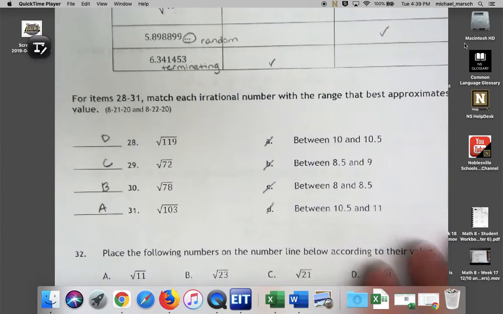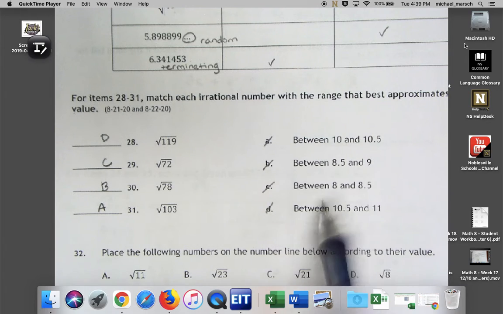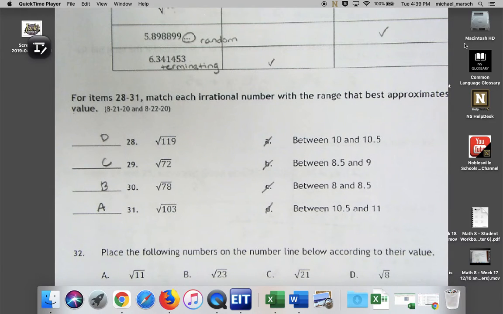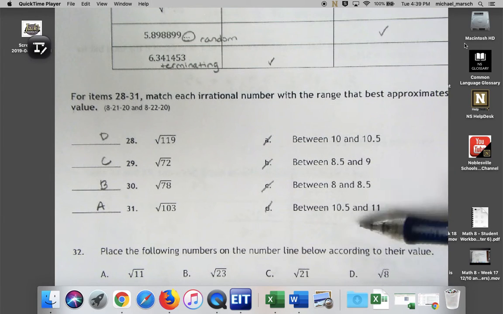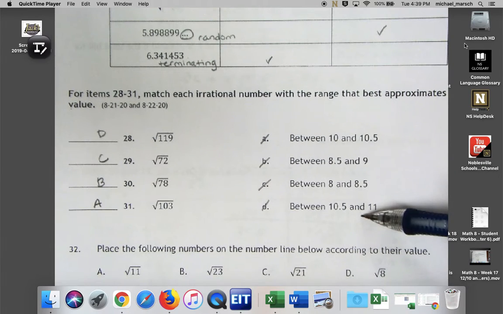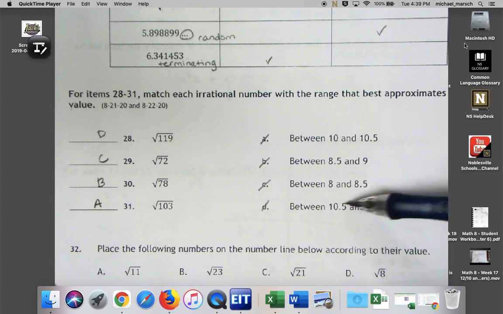Down here, you had to decide where would these irrational values fall between which two values. Okay, so 119 is going to be between square root of 100 and square root of 121, because that's 10 and 11, right? So we know we're going to choose either A or D. And then 119 is really close to 121, so that's going to be on the higher end of that window there.